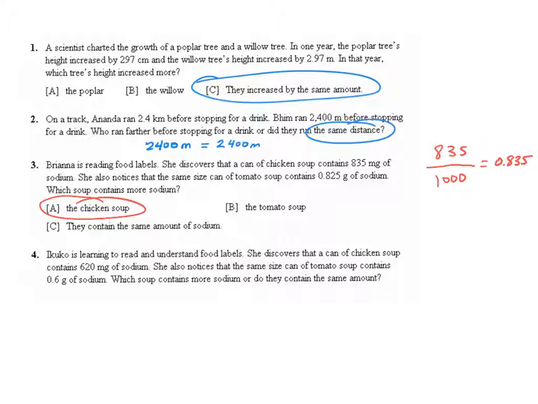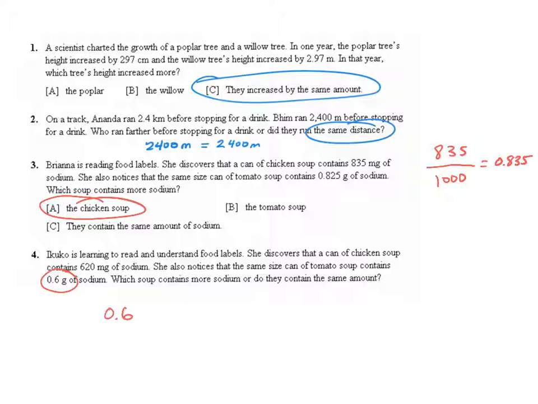And our last question says Ikuko is learning to read and understand food labels. She discovers that a can of chicken soup contains 620 milligrams of sodium. She also notices that the same size can of tomato soup contains 0.6 grams of sodium. Which soup contains more sodium, or do they contain the same amount? This is the same as our previous one, except with different numbers. This time I think I'm going to convert the opposite direction, so I'm going to use 0.6 grams and change that to milligrams.